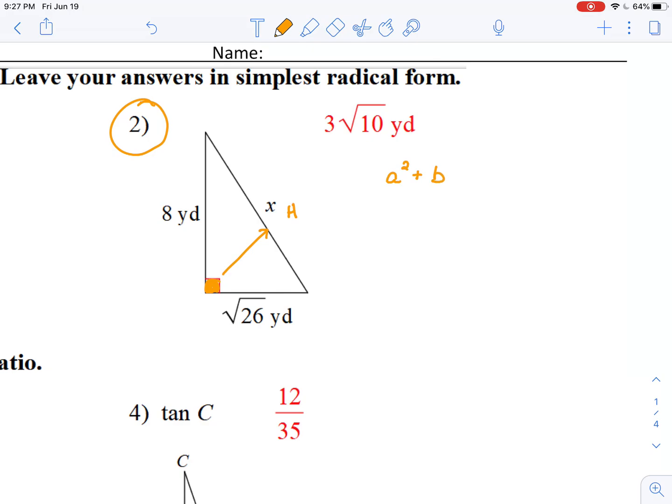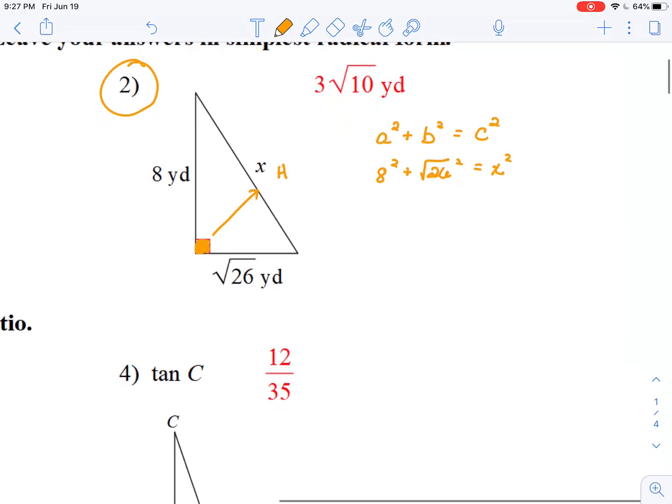So as a reminder, the Pythagorean theorem takes the two legs, squares them, and adds them, and it will be equal to the hypotenuse squared. So in this problem, my two legs are an 8 and a square root 26, and it's x that I don't know. So on the left-hand side, I can just go ahead and square and add these things. 8 squared is 64 because of 8 times 8.